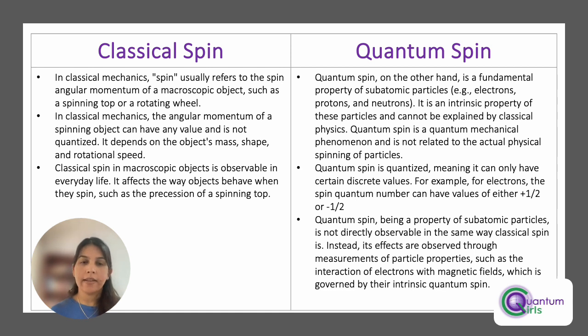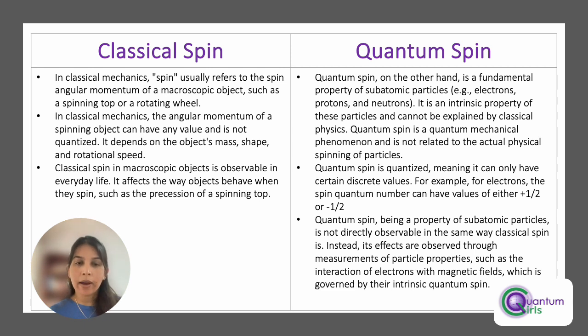In classical mechanics, the angular momentum of a spinning object can have any value and is not quantized. It depends on the object's mass, shape, and rotational speed. Quantum spin is quantized, meaning it can only have certain discrete values. For example, electrons can have only two values, either plus half or minus half.